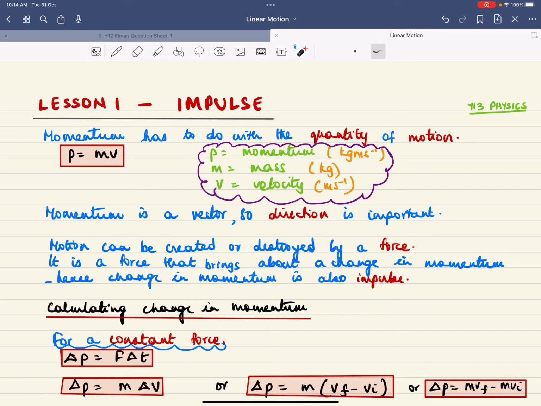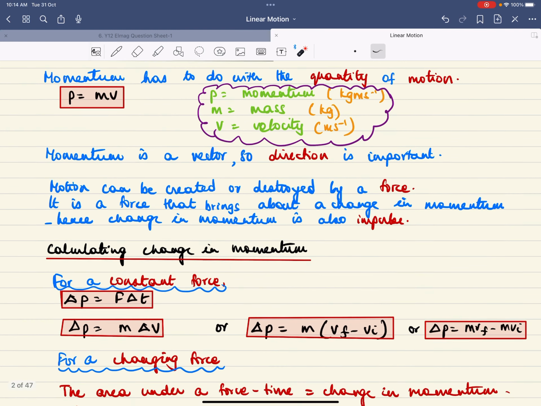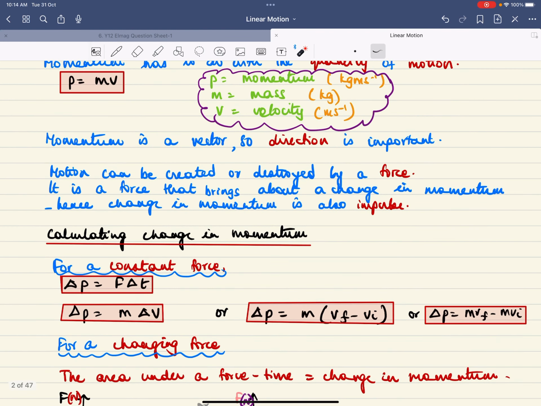Now, motion can be created or destroyed by a force. It is a force that brings about a change in momentum, and hence change in momentum is also impulse. How do you calculate the change in momentum?